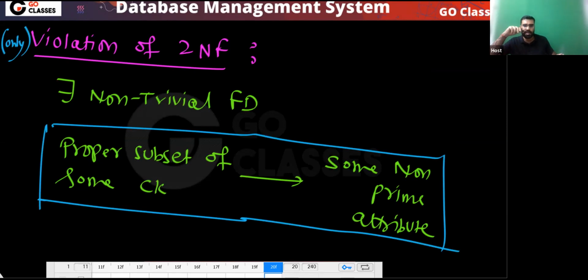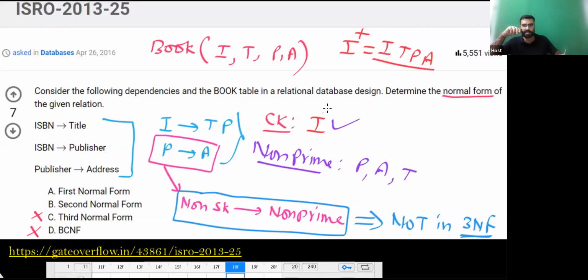So if your candidate key is simple, not composite, and has a single attribute, then a proper subset does not exist. Yes or no? A proper subset of this I cannot determine a non-prime attribute. So definitely I can say this is in second normal form.